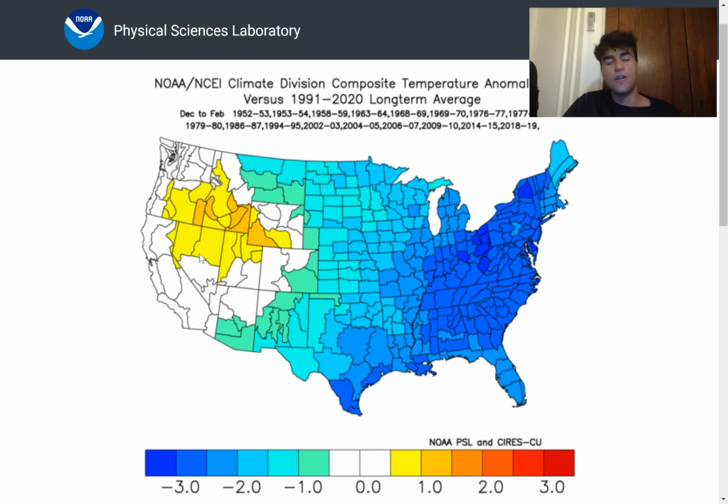If we were to shift our focus a little bit further westward towards the Pacific Northwest, we see that temperatures are warmer than average during a weaker to moderate El Nino, which is the reason why I'm expecting less snowfall accumulation in a lot of these areas along the West Coast.